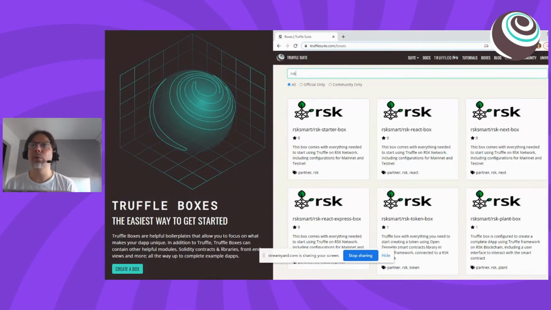Today, we will have several workshops that will be given by Solange, one of the development advocates of RSK, about how to use Truffle boxes to very simply launch an environment where you can test your applications on RSK. And at the final part of this talk, I will give the word to her to explain a little more about how this works.